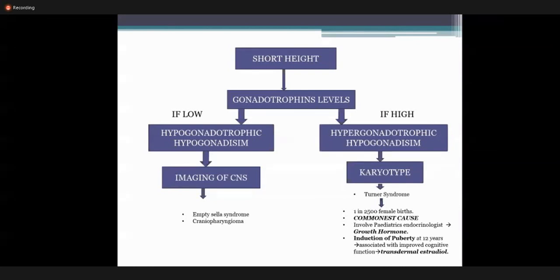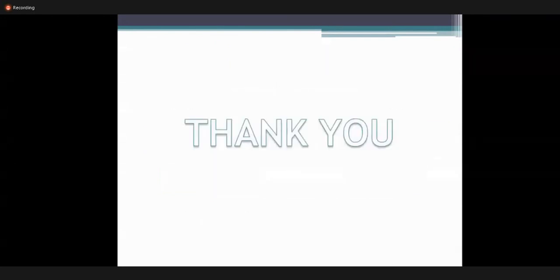And you have to give them hormone replacement therapy to induce puberty, in order to assess for the presence of secondary sexual characteristics.